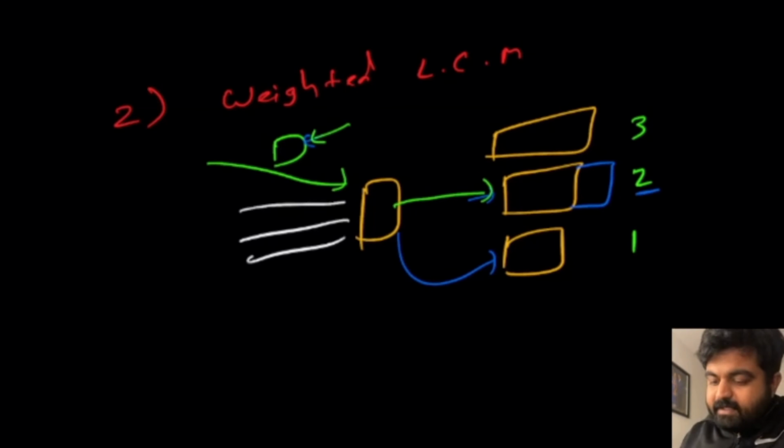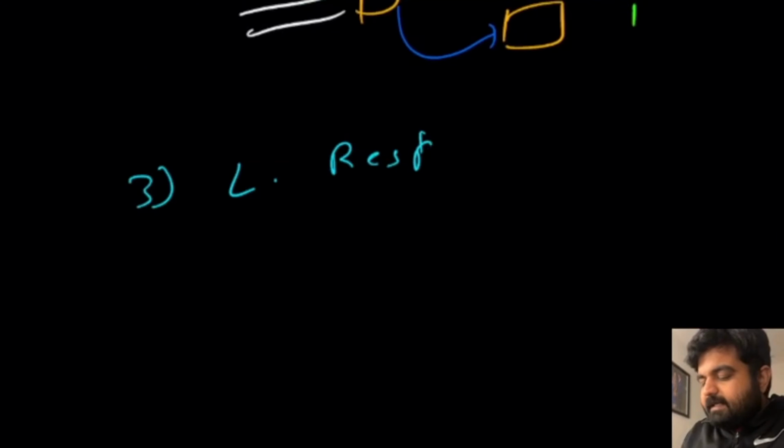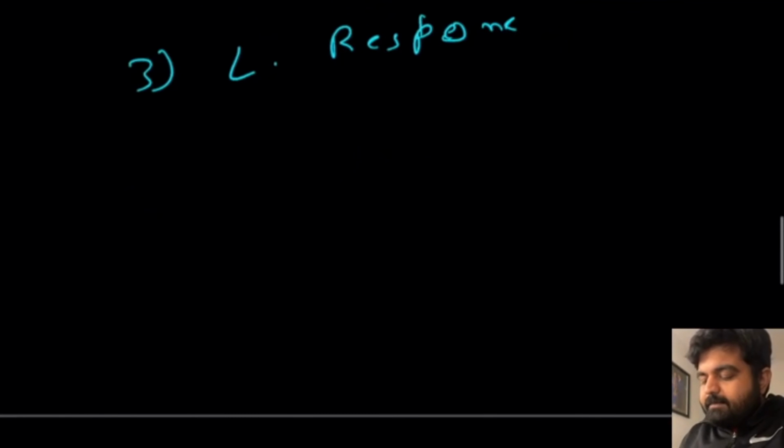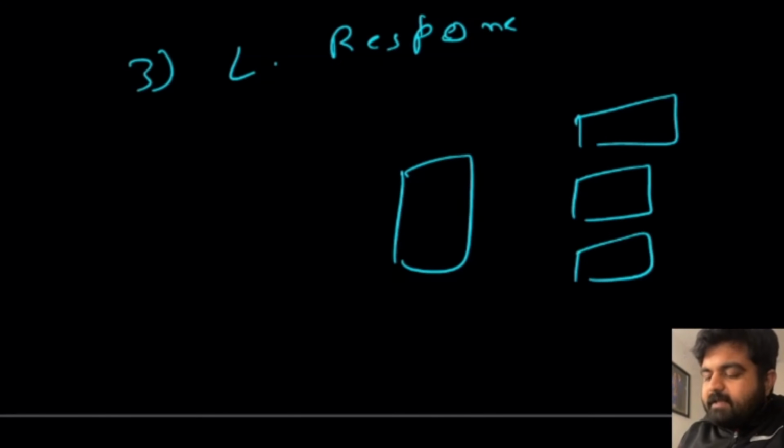Now the next one is the least response time method. What this means, the name is quite understandable, is that we are going to keep track of the response time for each of the servers that are currently available. And once again, we are going to have an agent running on each of the servers that keeps track of the average computation time to complete any particular task.